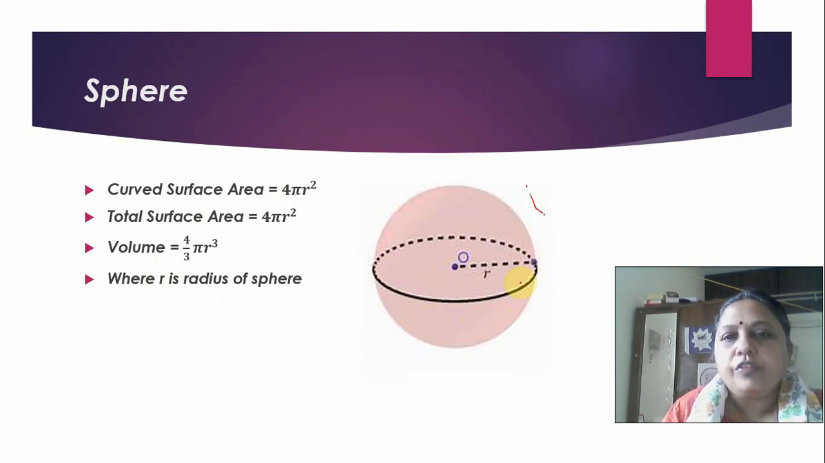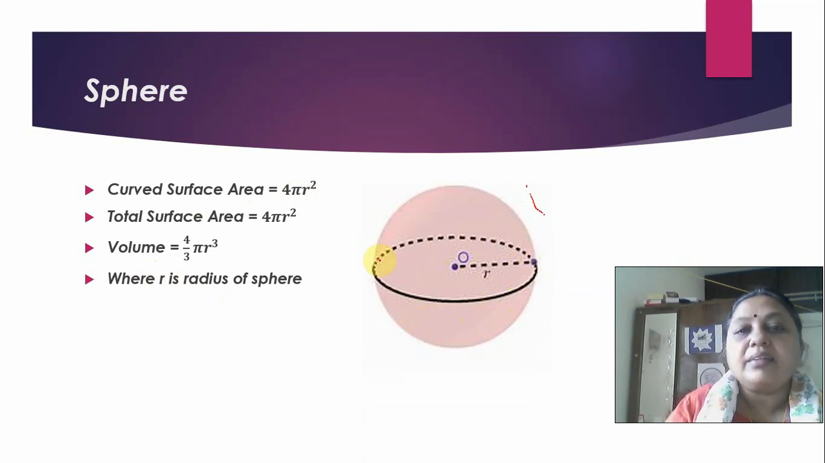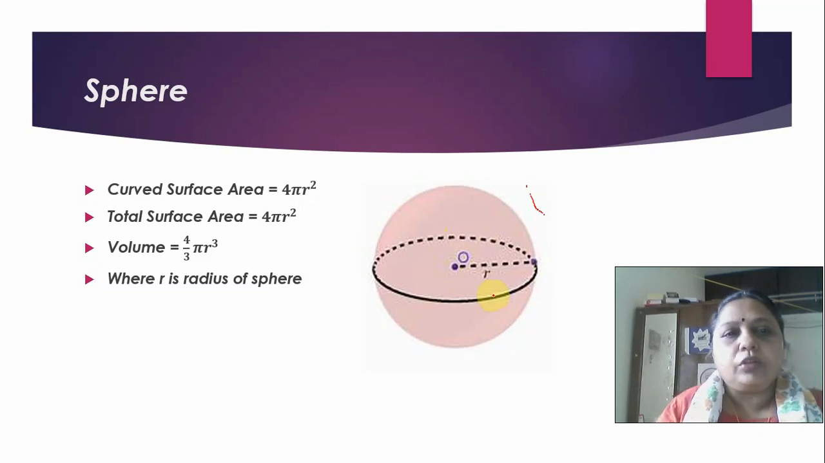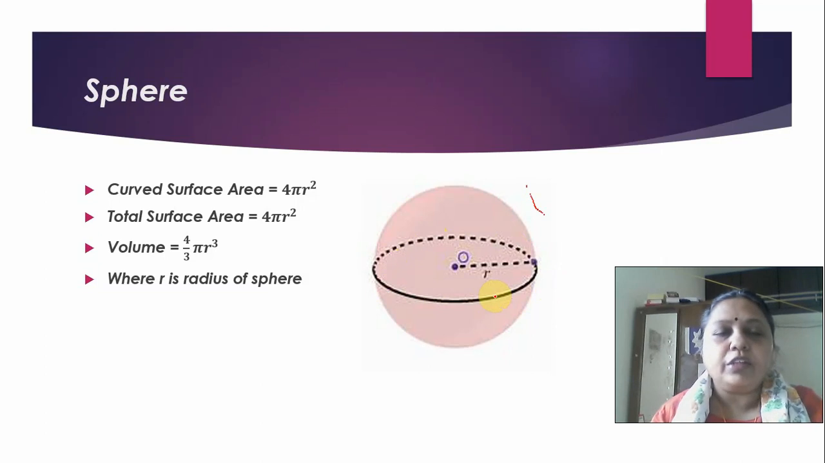Okay. So, if you take the earth, it is a sphere. An example for a sphere is the earth. Now, the total surface area is also equal to 4 pi r squared in a sphere. Now, what is the formula for a volume? It is 4 by 3 pi r cubed, where r is the radius of the sphere.